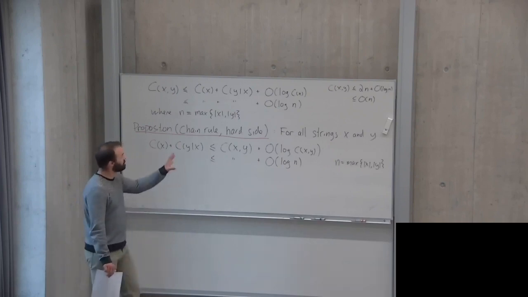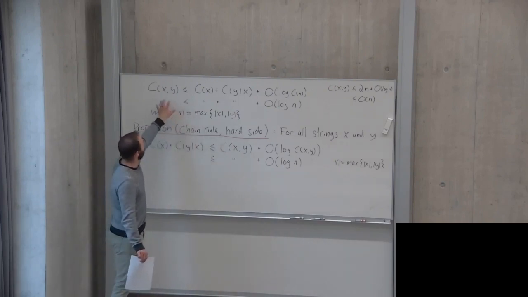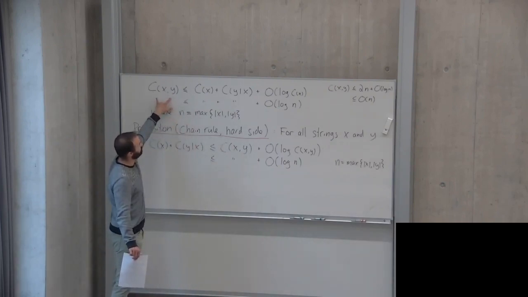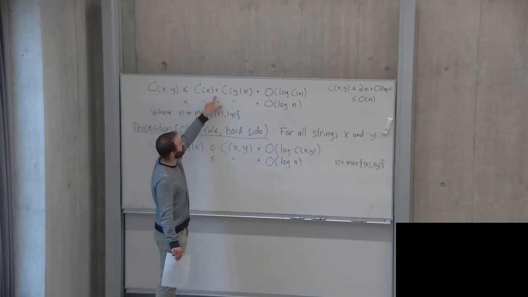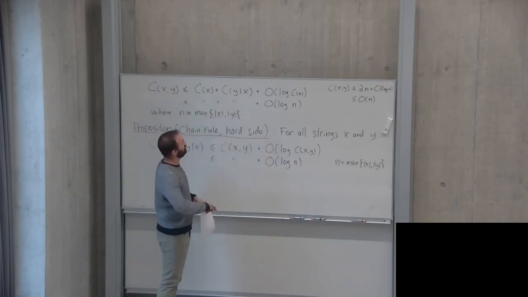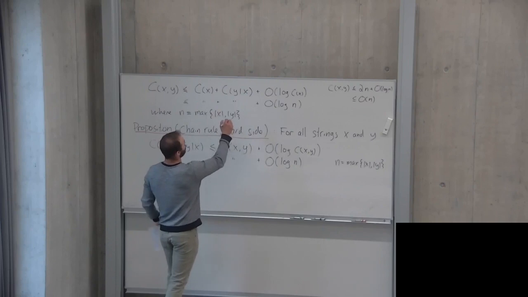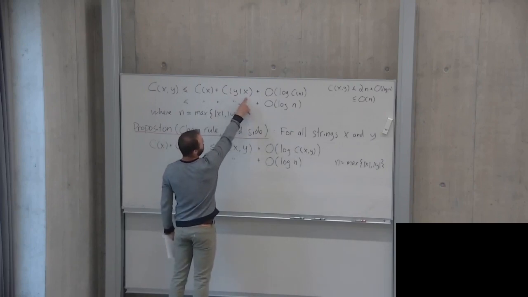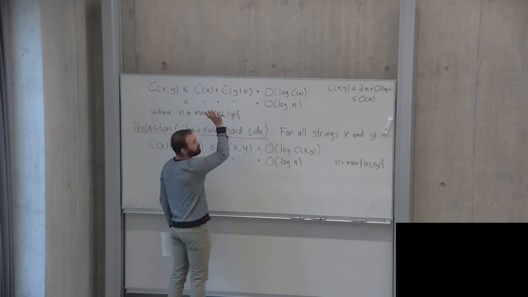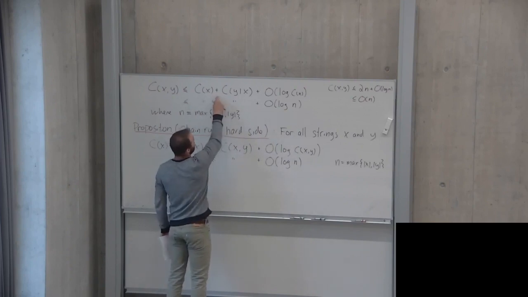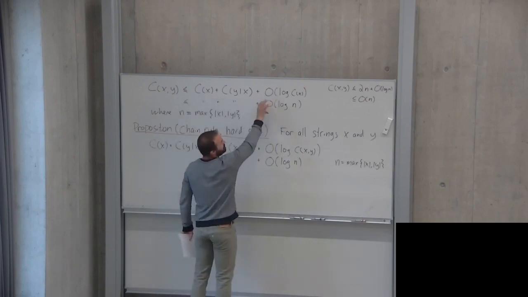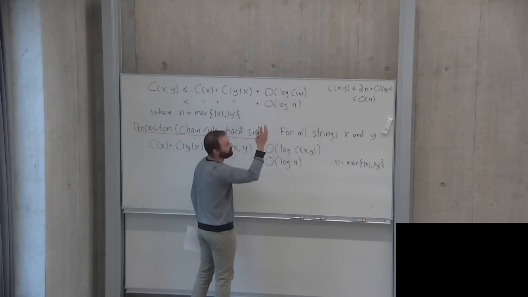In fact, yes, I was a bit sloppy here, but use this C of x plus C of y given x, and then you can do another smaller or equal, because C of y given x is always smaller or equal to C of y only. We've seen that last time. So it's C of x plus C of y, plus error terms. The error terms are a bit annoying, but they're negligible.